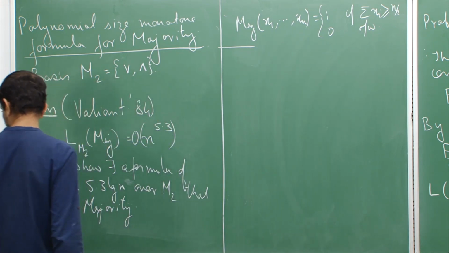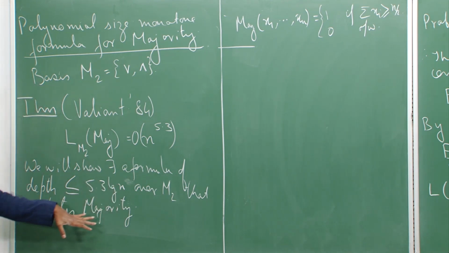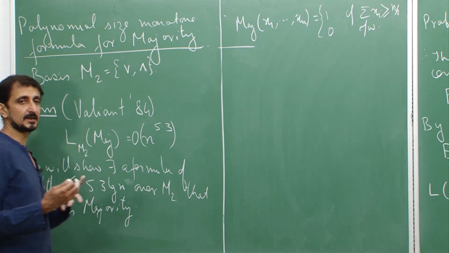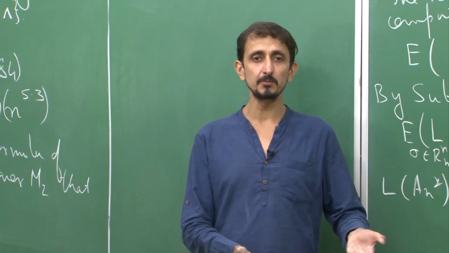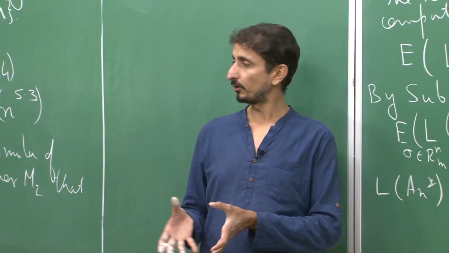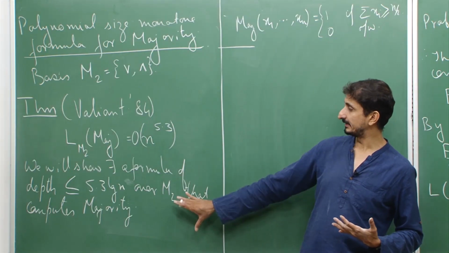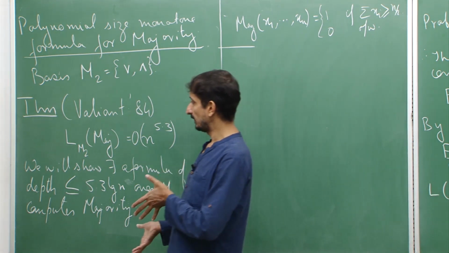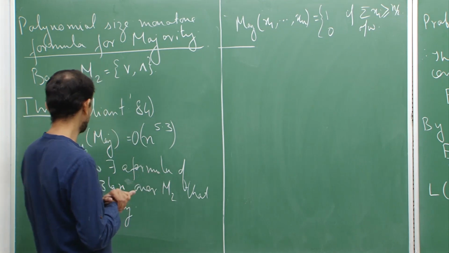Before proceeding, one more point about this argument is that this is a probabilistic argument. What Valiant showed, he actually did not construct an explicit formula for majority, but he showed using a probabilistic argument that there exists a formula having these properties which computes majority. That is a non-constructive proof, but it is still a proof.